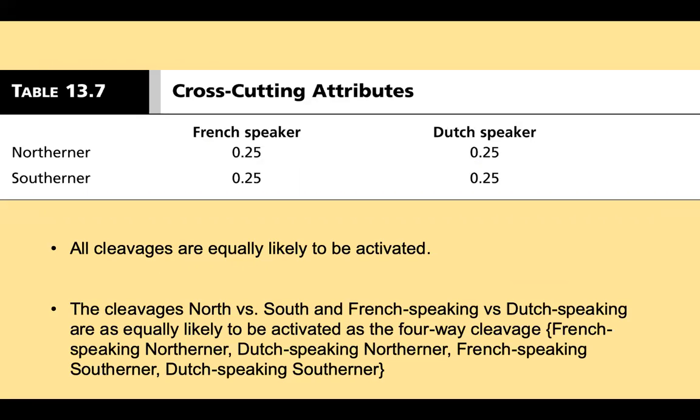In this situation, we have a relatively even set of attributes. And what this means is that there are likely to be parties that emerge that represent French speakers in the North, French speakers in the South, Dutch speakers in the North, Dutch speakers in the South.